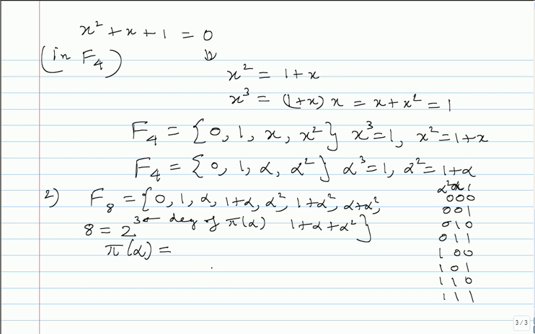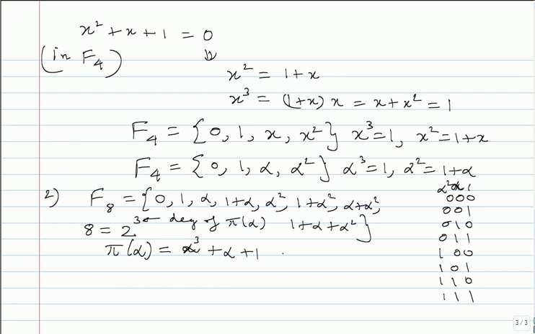Okay, so you can play around a little bit and you will see there are two choices here. Alpha power 3 plus alpha plus 1, or you can also choose alpha power 3 plus alpha squared plus 1. Okay, you can also choose that. We'll pick alpha power 3 plus alpha plus 1.